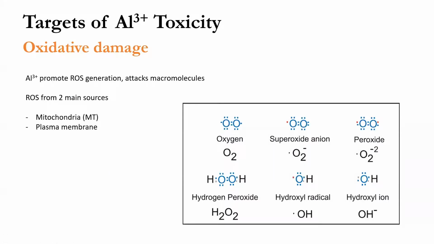All right, now we turn our attention towards the cytosolic side of the business. The most noticeable effect is the extensive oxidative damage experienced by the root cells. This is because aluminum ion can drastically increase reactive oxygen species, or ROS, production. Keep in mind, because of the unpaired electrons, ROS are extremely reactive and can irreversibly damage macromolecules. And these ROS come from principally two distinct sources inside the cell: mitochondria and plasma membrane. So shown here on the right are some common ROS encountered in biological systems.